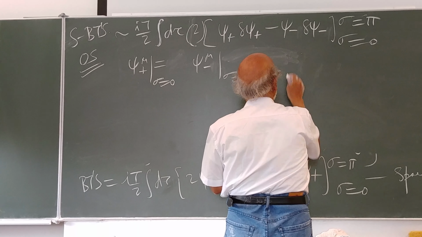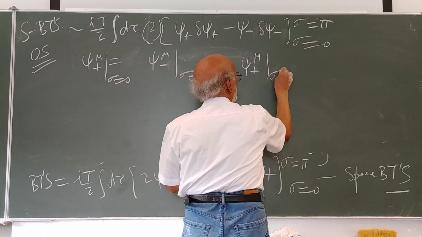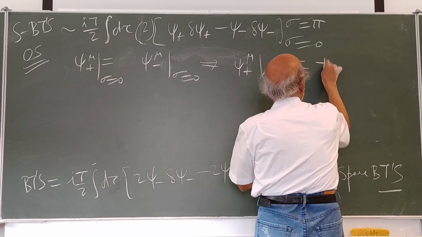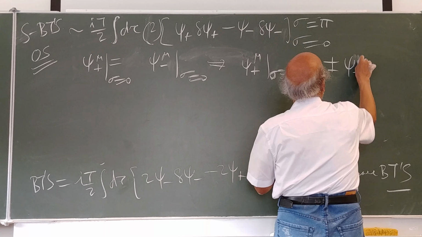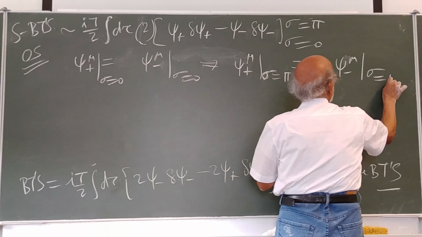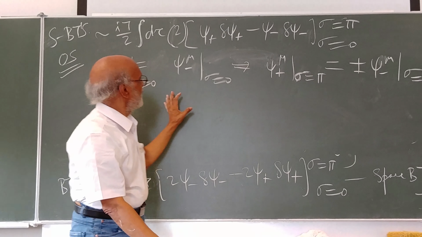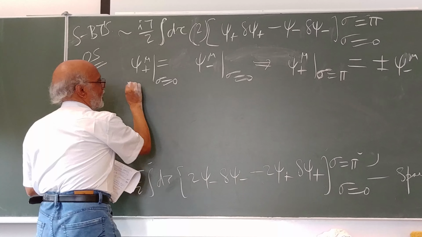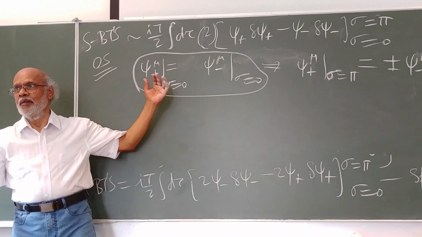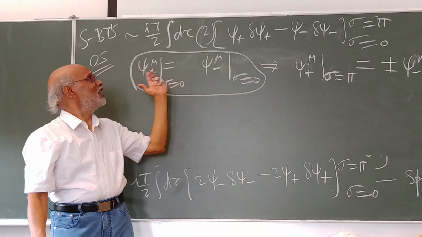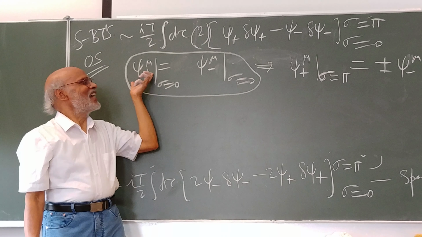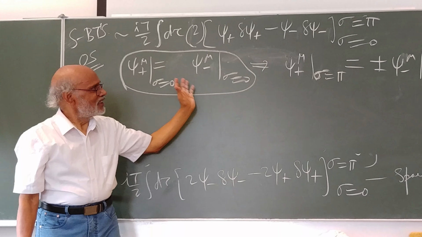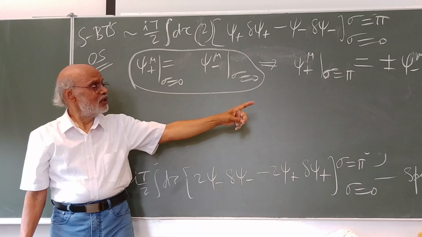Then I choose psi plus at sigma equal to pi equal to plus minus of psi minus at sigma equal to pi. I first fix psi plus is plus of psi minus. I am calling it sigma, I am sorry, I should call it psi. Psi of plus at sigma equal to 0 is psi of minus at sigma equal to 0. This leaves me with two choices for the other end of the string at sigma equal to pi.